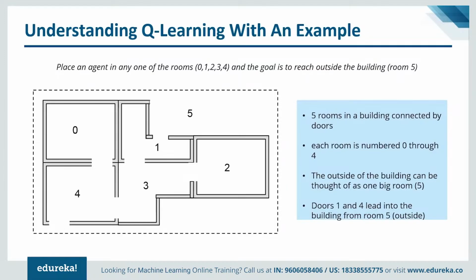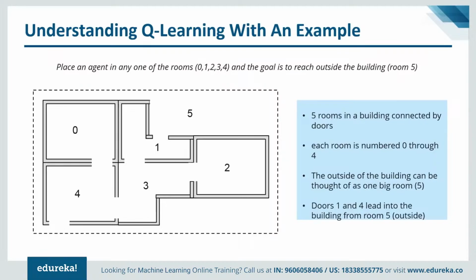Our goal here is we're going to place an agent in any one of the rooms. Basically these squares you see here are rooms. 0 is a room, 4 is a room, 3 is a room, 1 is a room, and 2 is a room. 5 is also a room. It's basically a way outside the building. What we're going to do is place an agent in any one of these rooms, and the goal is to reach outside the building. Outside the building is room number 5. These empty spaces are basically doors, which means that you can go from 0 to 4. You can go from 4 to 3, 3 to 1, 1 to 5, and similarly 3 to 2. But you can't go from 5 to 2 directly.